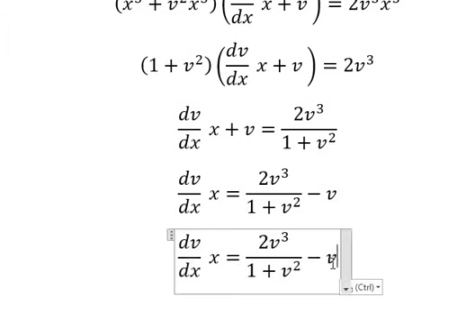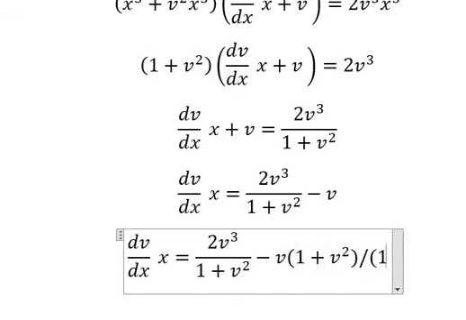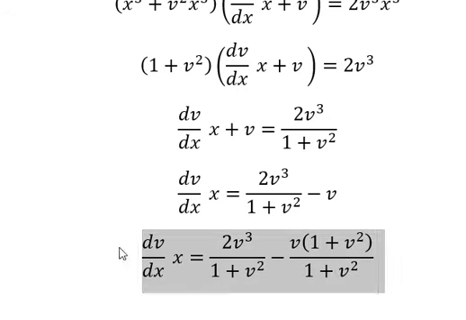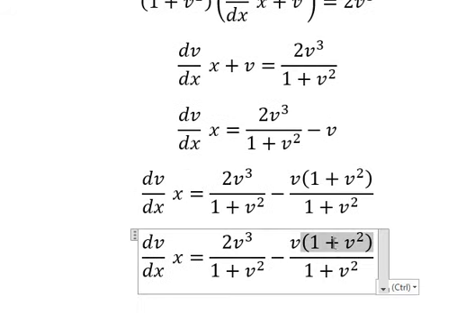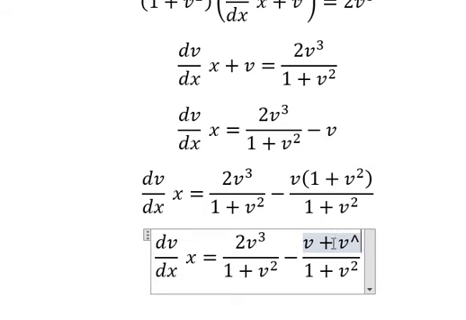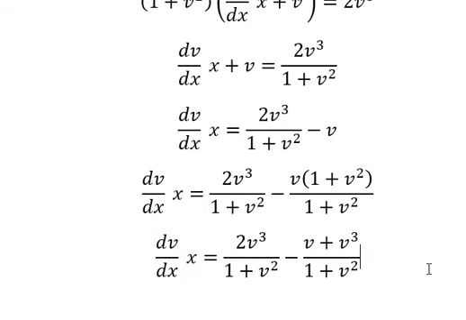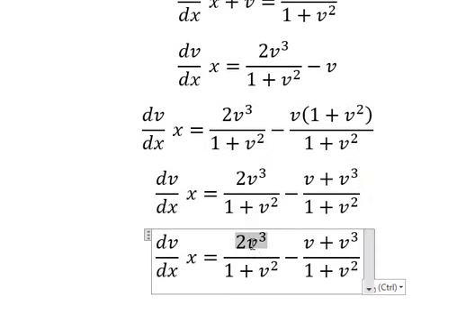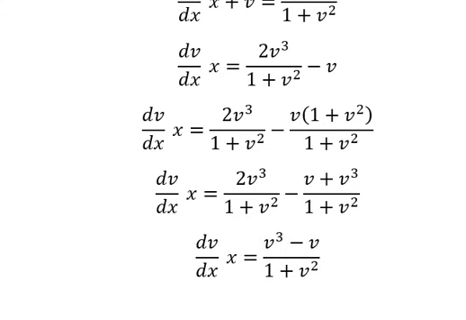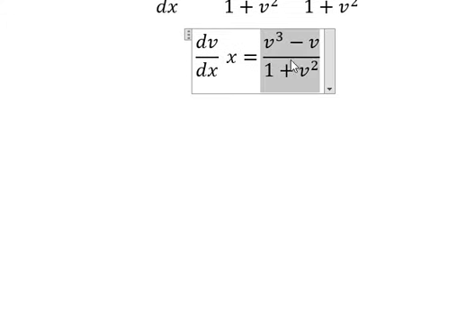Now we do common denominators. So we have v plus v to the power of 3. And now we need to simplify this one minus v to the power of 3. So we have only positive v to the power of 3 minus v. Next, this one I will put on the left, dx and x I will put on the right.